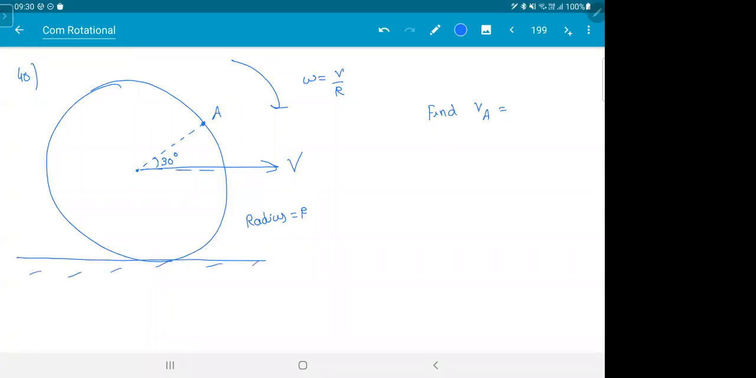So we have a wheel like this rotating on a floor. Center of the wheel is going with V, omega is V by R. A is the point on the circumference making 30 degrees. Find the velocity of A. Get it? This is just like the previous one, E, but I gave an angle now. Again, don't remember the formula. I want you to derive it again.